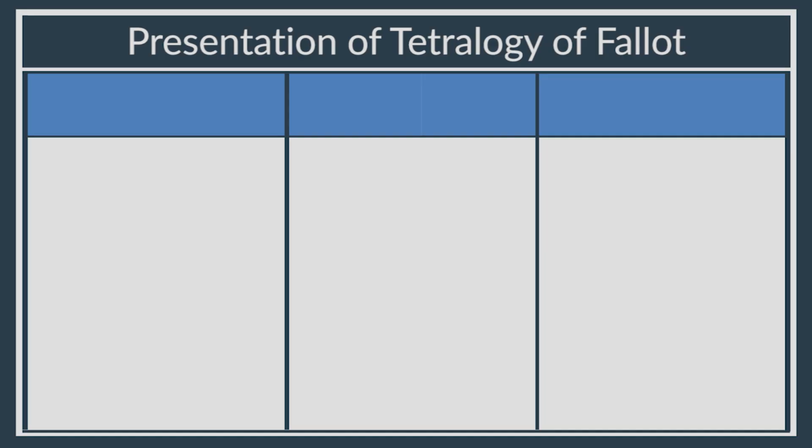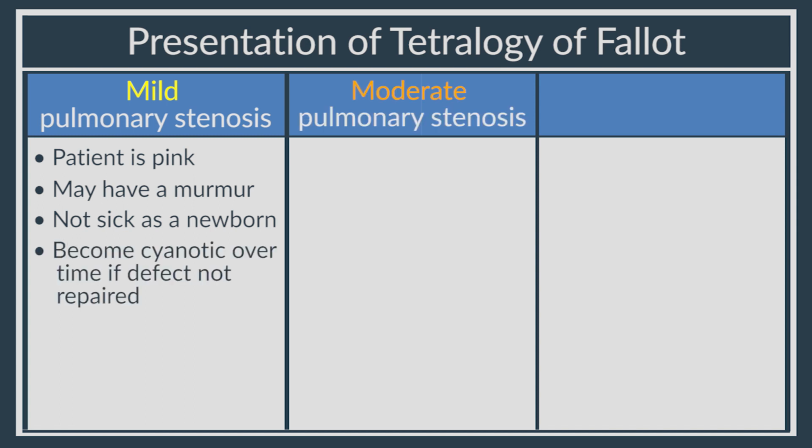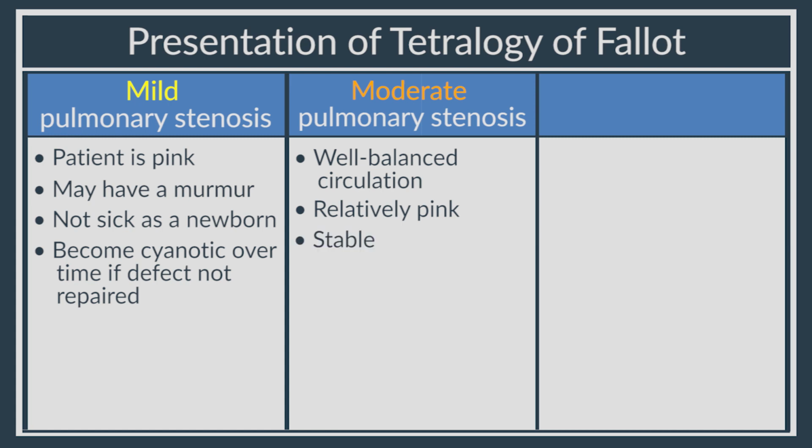So, I think I've just gone through 3 ways that kids can present with Tetralogy of Fallot. One, not very interesting. They're pink. They may have a bit of a murmur. They're not going to be sick as newborns. Two, modest degree of pulmonary stenosis, well-balanced circulation, relatively pink, stable. Get a little bit worse, more pulmonary stenosis, but still adequate pulmonary blood flow.